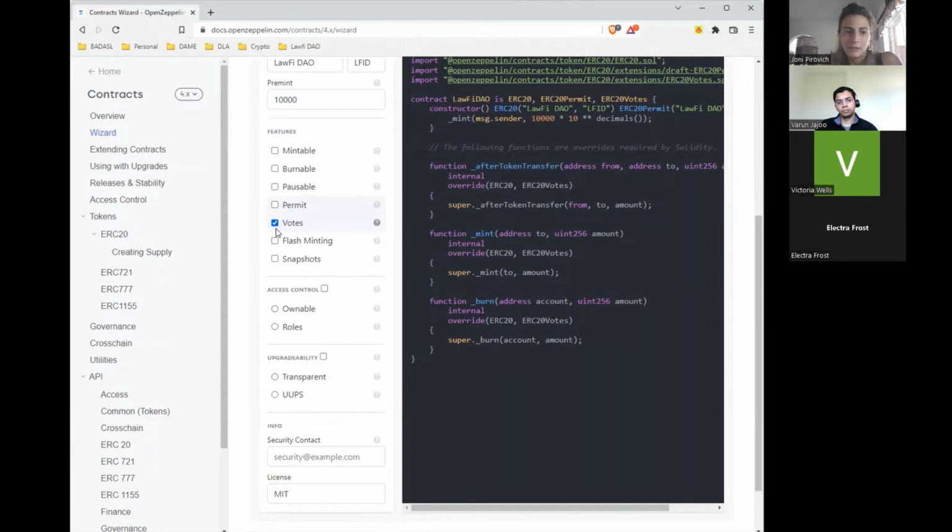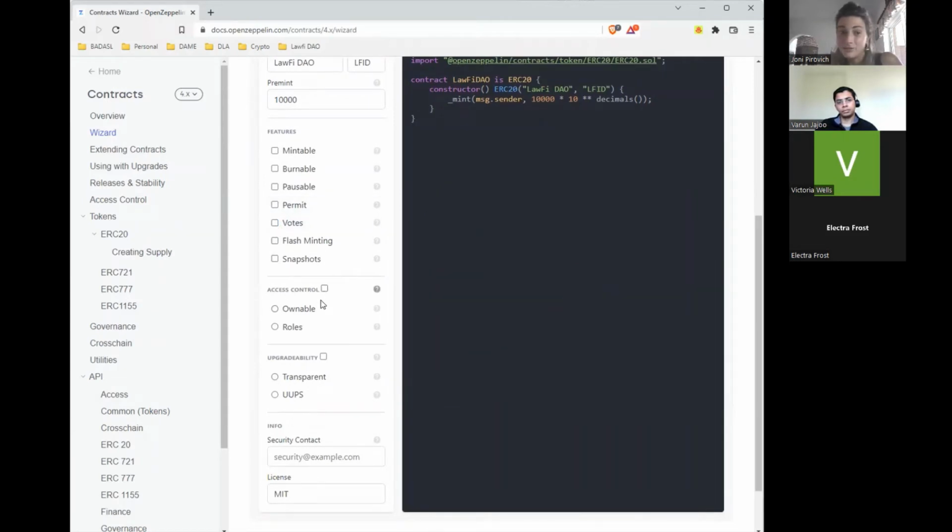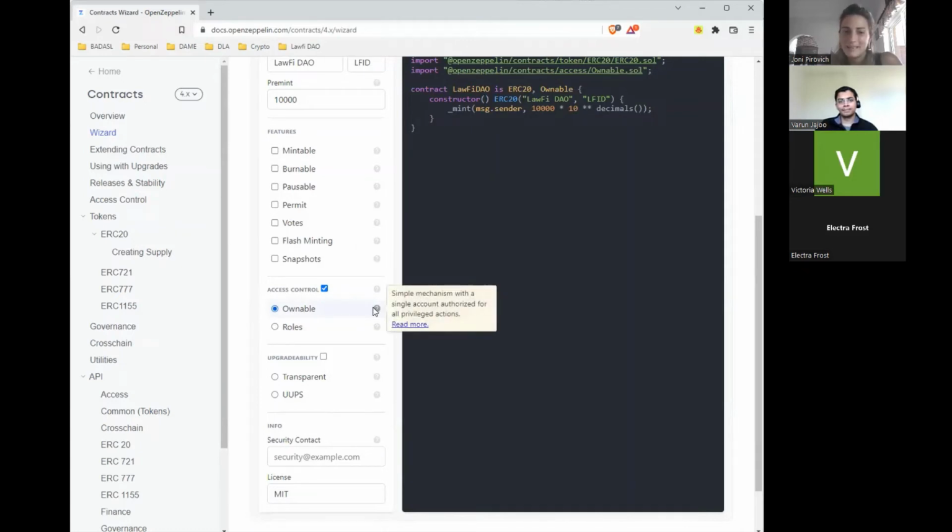The next key part I wanted to point out is the access controls. So what is ownable and the roles. If I just stick with ownable, this is really where, if I read it out, the simple mechanism for a single account authorized for all privileged actions. So I might just choose the LawFi DAO Treasury wallet to be the owner, but that Treasury wallet in itself is a multi-sig. So I can't sign something and it just won't go through with a multi-sig. You need at least 2 of the 3 signers.